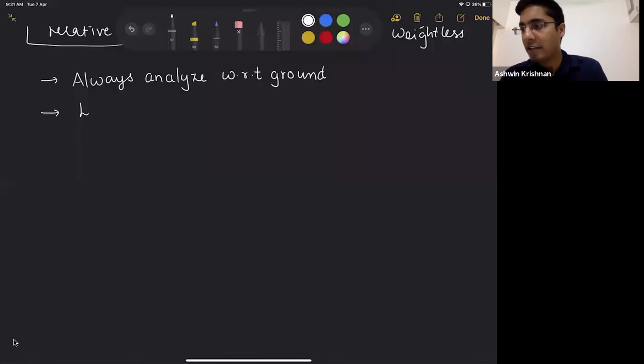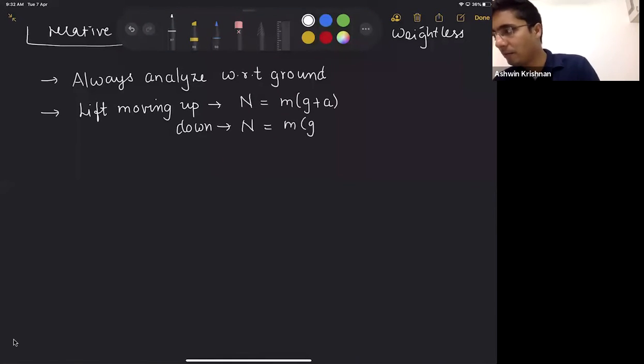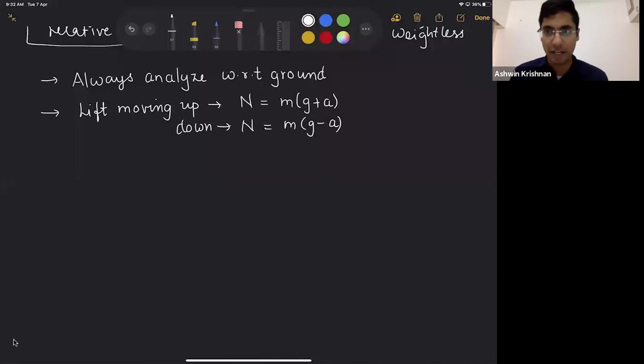And if the lift is moving up, then N equals m times (g plus a). If the lift is moving down, N equals m times (g minus a). The weight keeps reducing. All right. I would strongly recommend don't use pseudo force, because that's a very confusing concept for a lot of you. You analyze with respect to the ground only. That's always easy and less confusing.